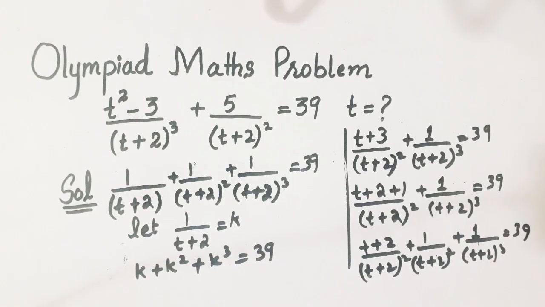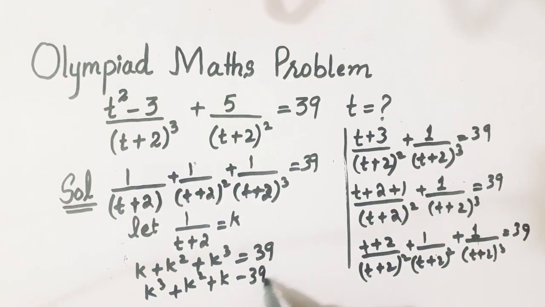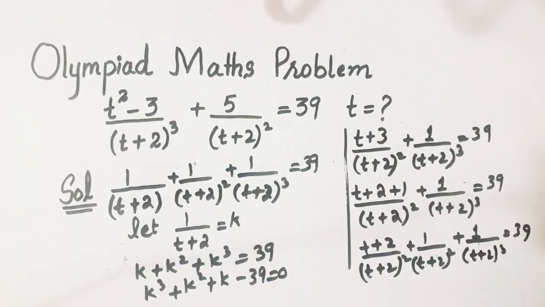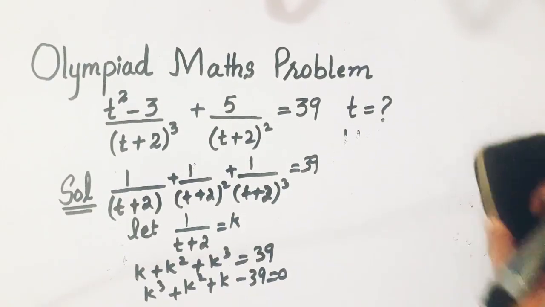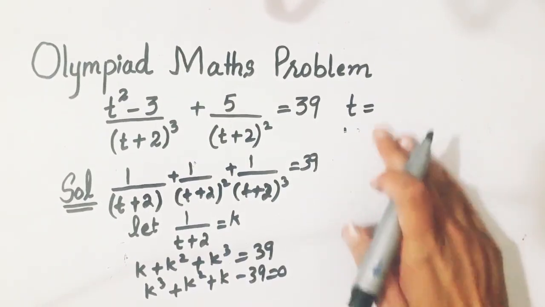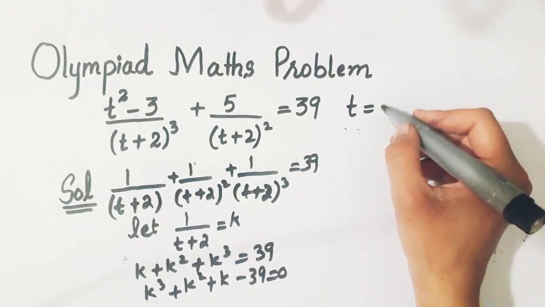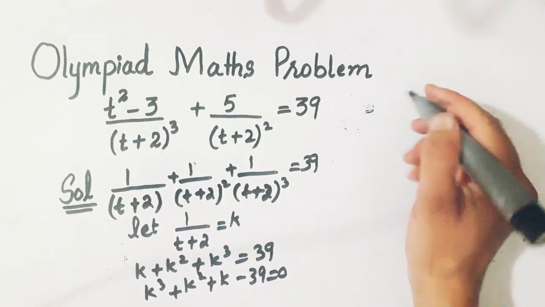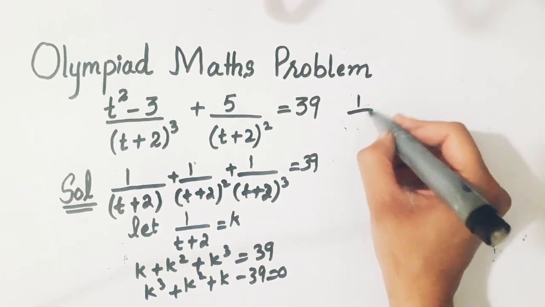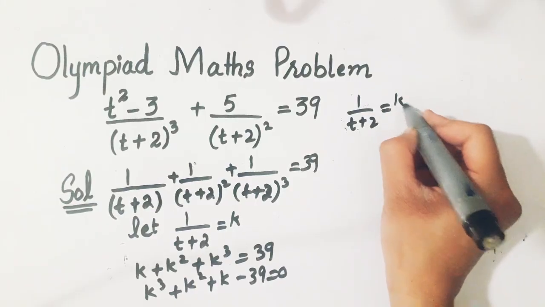So this will become this equation. Now what will we do next? We will arrange this as k cubed plus k squared plus k minus 39 equals 0. Now make a supposition here again to solve this further. We have to find the value of t, but we will consider that 1 by t plus 2 equals k.